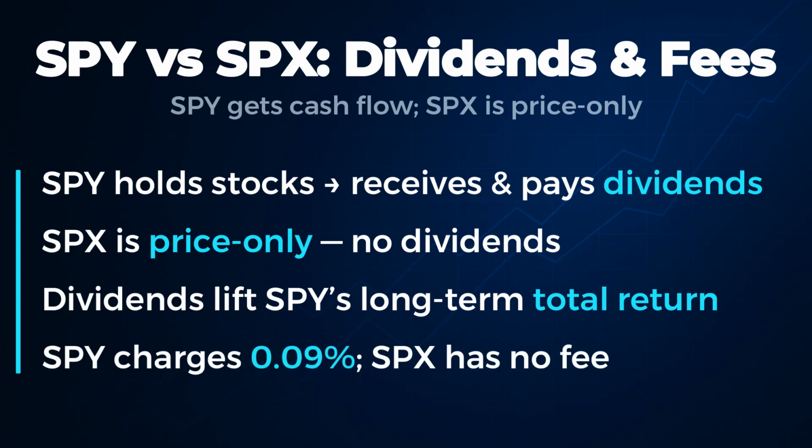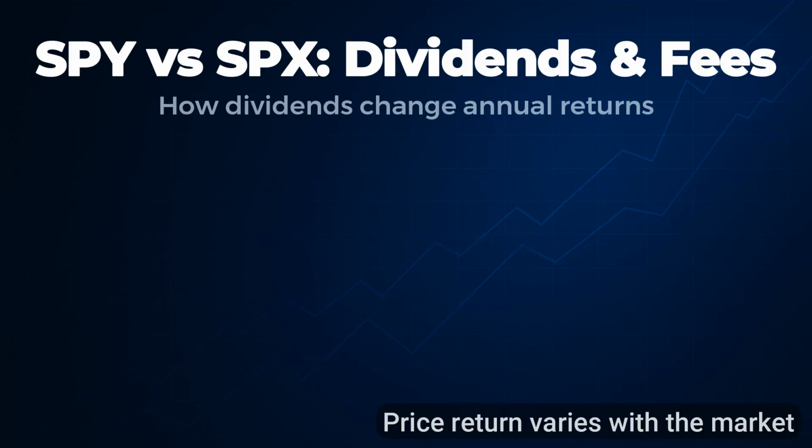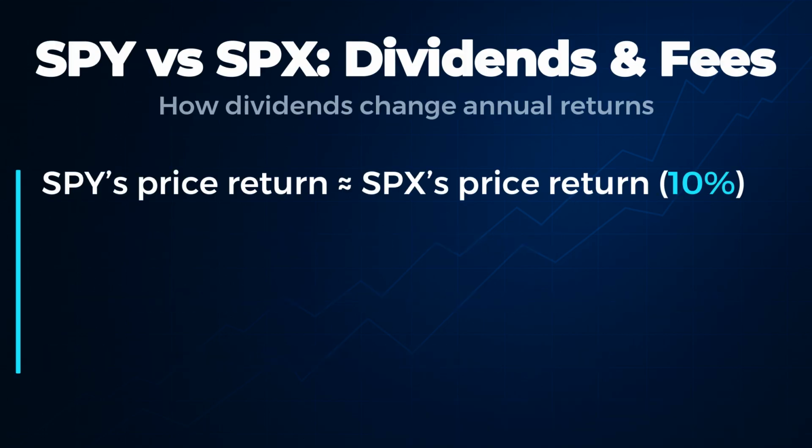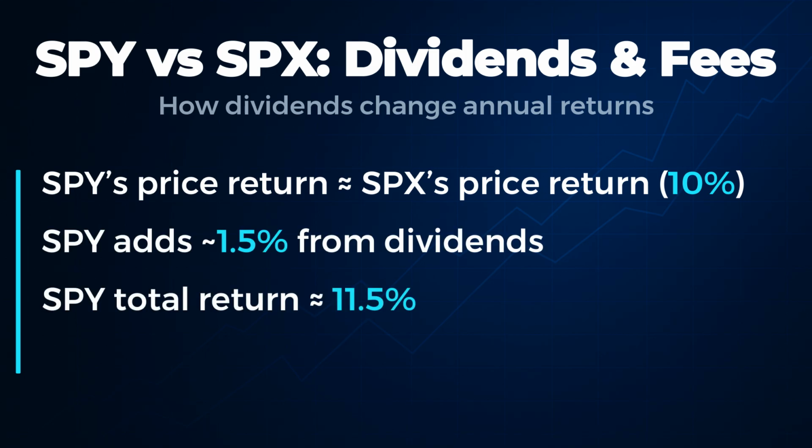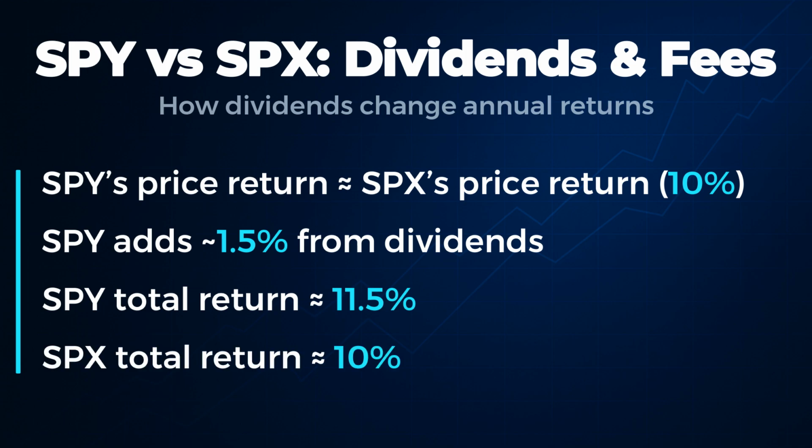SPY charges a 0.09% expense ratio. It's small, but it compounds over decades. SPX has no fee because it's an index, not a security. SPY's price return will be roughly the same, about 10%. SPY then distributes dividends of roughly 1.5%. That puts SPY's total return near 11.5% for the same period. SPX reflects only the price portion, the 10%.